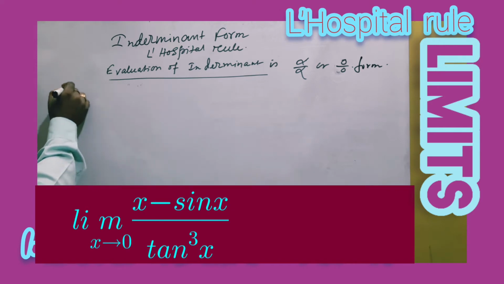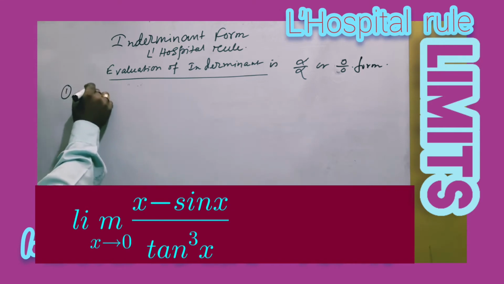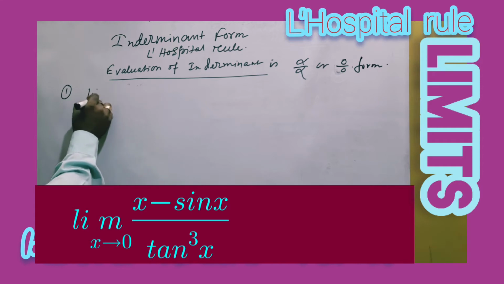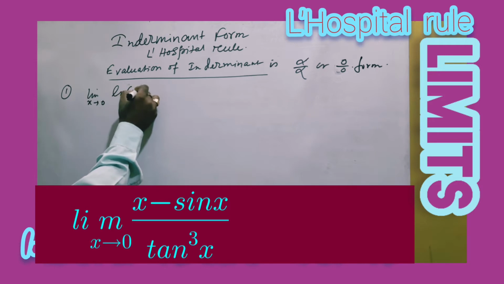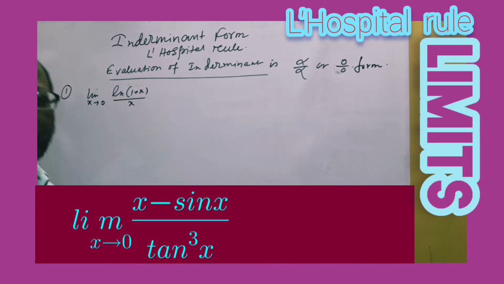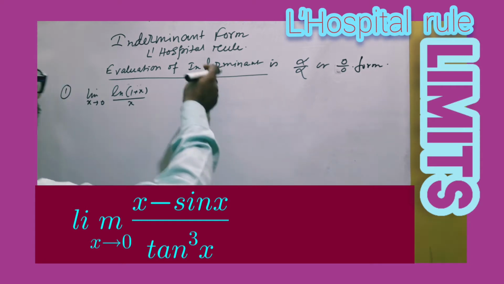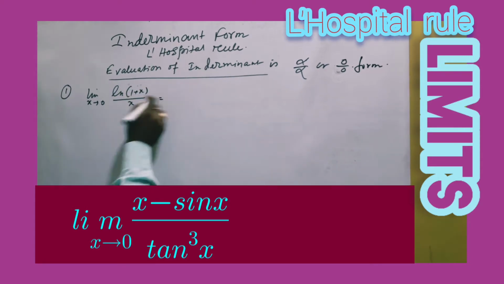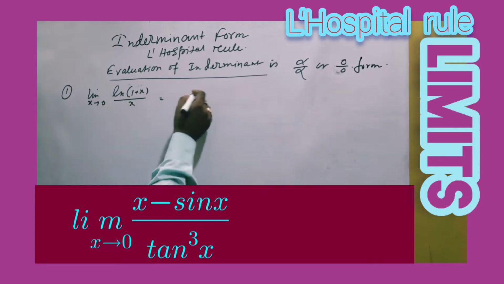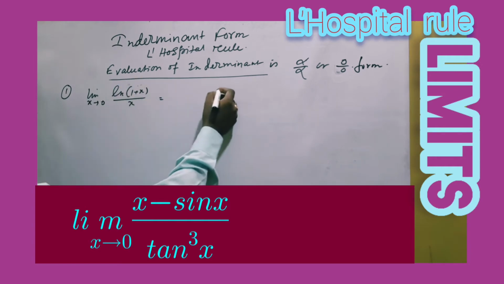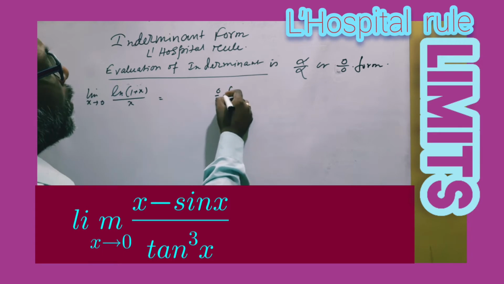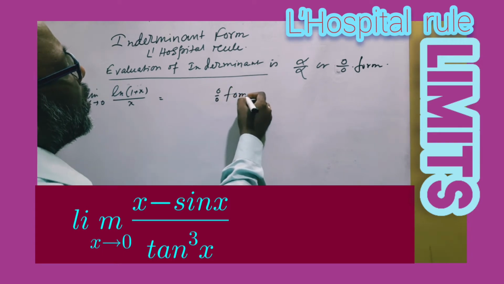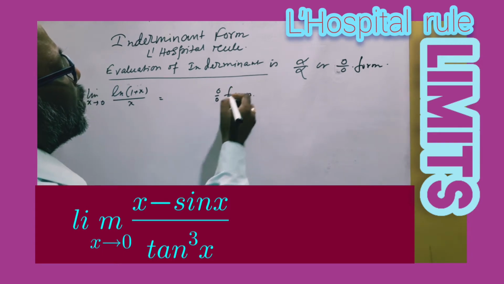For example, for a standard limit, limit of ln(1 plus x) by x is 1. But in that case, if we put 0 directly, we get log 1. Log 1 means this is 0, okay? And in the denominator, if we put 0, we get 0. So this is 0 by 0 form.